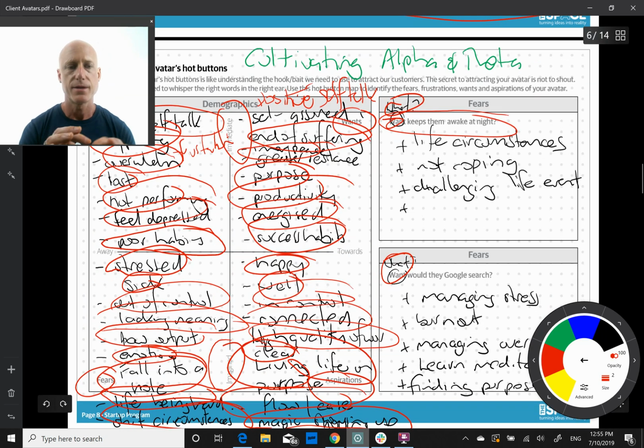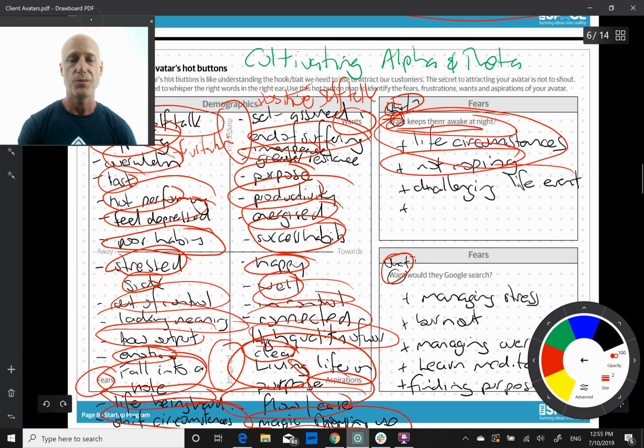So you can see how we can then script these into our content as we write it. Again, this is not perfect. This is our best guess for now. This whole exercise should take longer than 15 minutes. So what keeps them up at night?